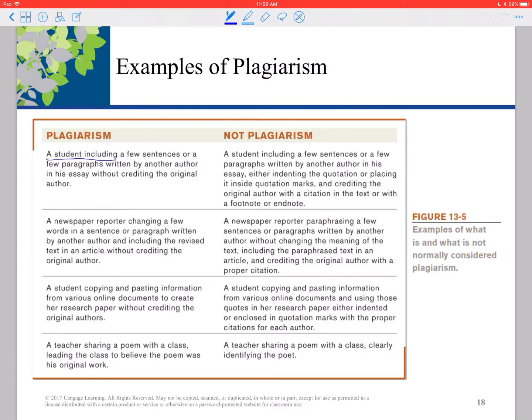Plagiarism is a student including a few sentences or a few paragraphs written by another author in his essay without crediting the original author. Not plagiarizing is placing that text inside quotation marks and crediting the original author with a citation or with a footnote. Okay? So what this means is that to make sure you're not plagiarizing, you have to do a little bit extra work. And you don't get to take a shortcut, because when you don't do this, you're doing this. So, plagiarism is an ethical concern, but it is also something we have to pay attention to, because it will impact how you do in your academic career.